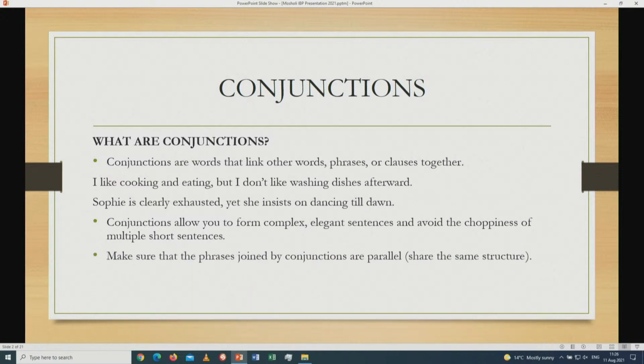Make sure that the phrases joined by conjunctions are parallel, meaning they share the same structure. For example, I work quickly and carefully.